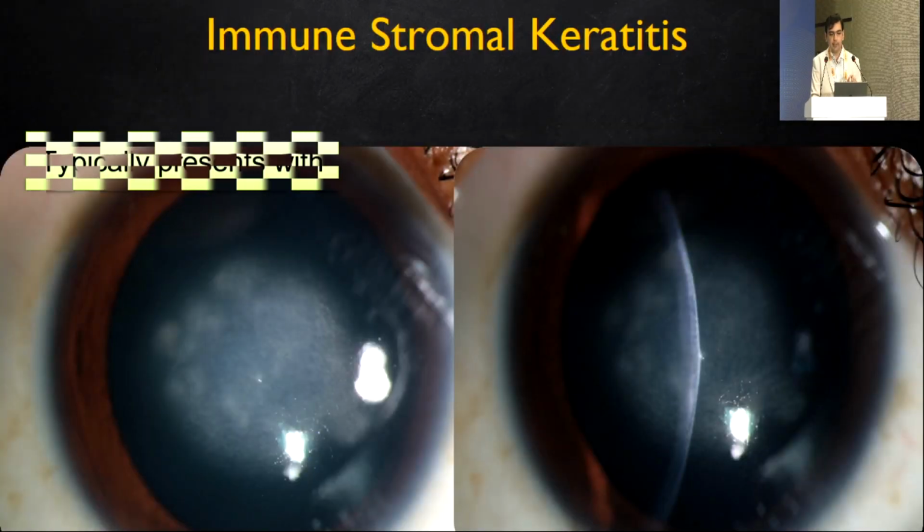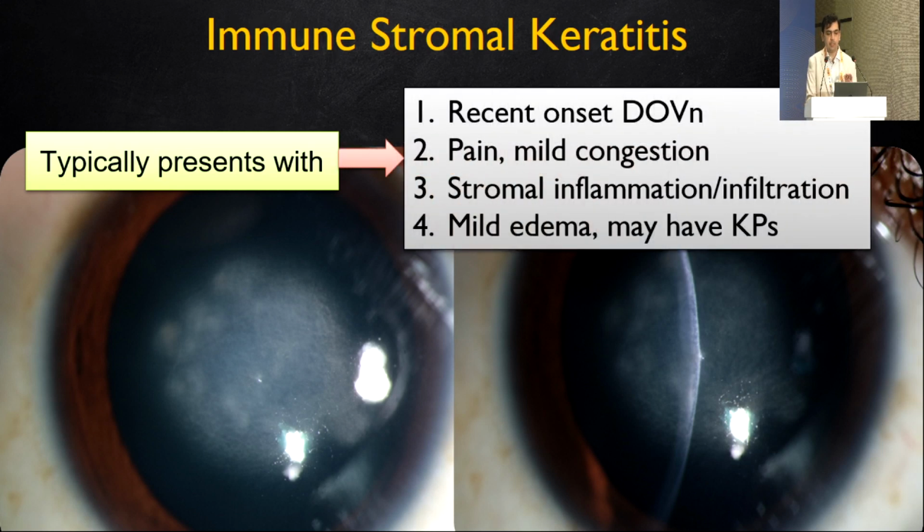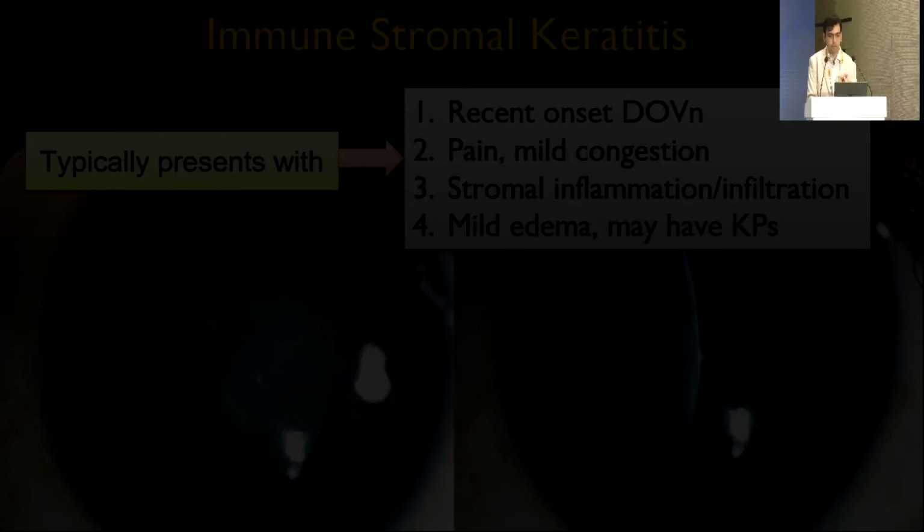So immune stromal keratitis very basically typically presents with recent onset decrease of vision with mild pain and mild congestion. Usually the pain is not very significant in these patients because the epithelial defect is not there. There is stromal inflammation and infiltration that you can see. There will be cellularity. There will be mild edema, much lesser than what you see in endothelitis patients. These patients also may have keratic precipitates, but usually they are not very large.